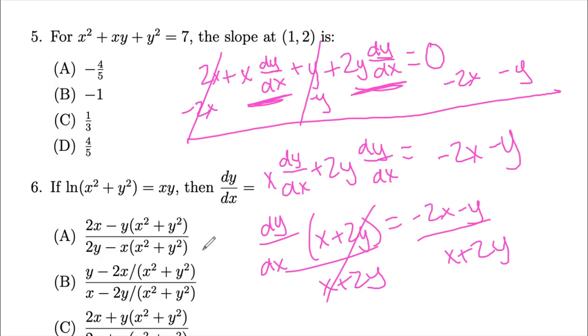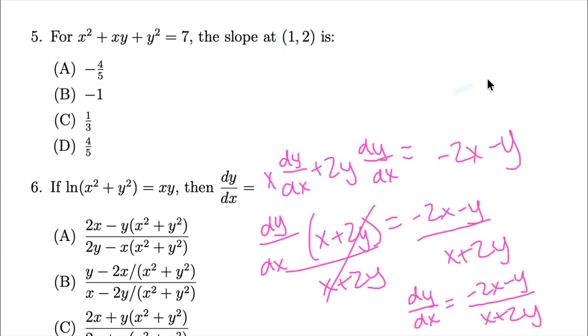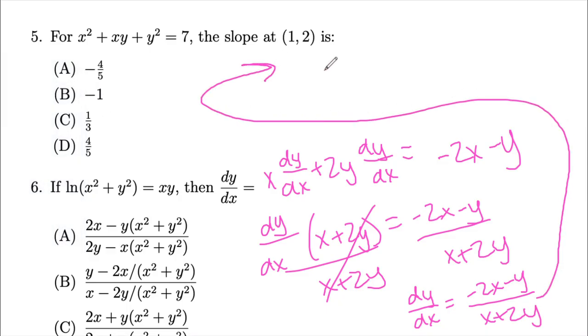So now we have the equation for our slope, which is dy/dx equals negative 2x minus y over x plus 2y. All right, and now we are going to plug in for our point, which is (1, 2). So I'm going to move back up here. Negative 2 times 1 minus 2 over 1 plus 2 times 2. So again, I just plugged in 1 for x and 2 for y.